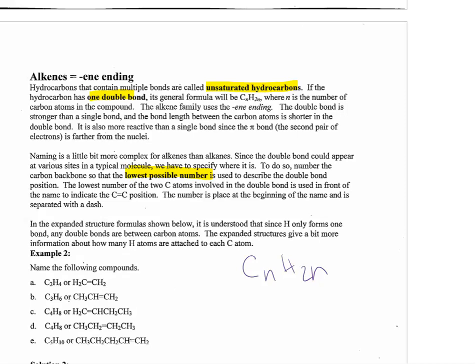So you want to say that the lowest number of the two carbons involved in the double bond is used in front of the double bonded carbon. That was the most confusing sentence ever. The number is placed at the beginning and the name is separated with a dash.